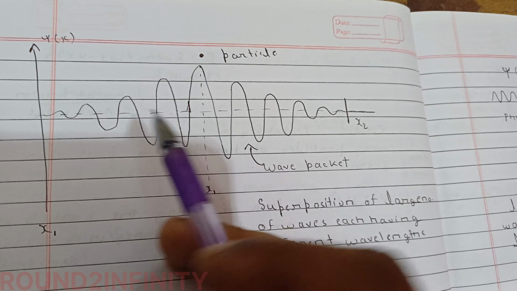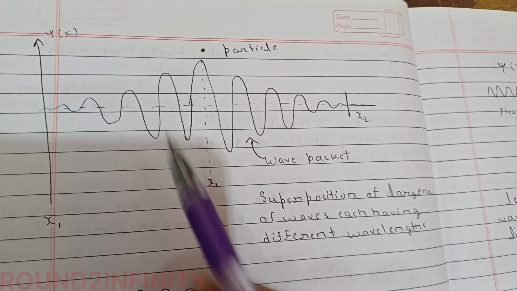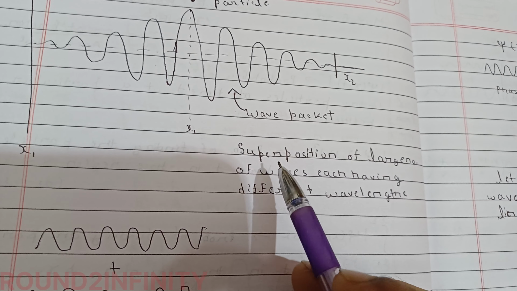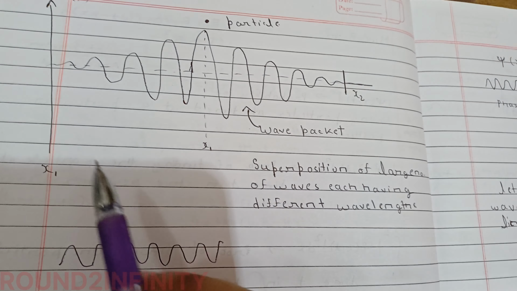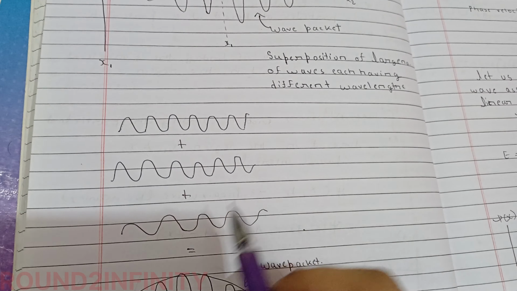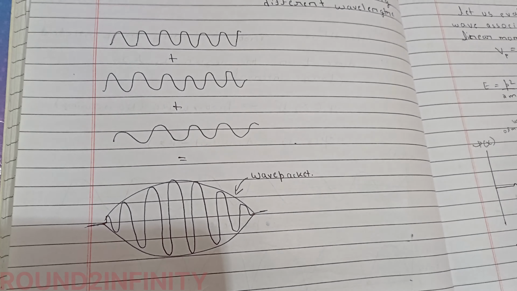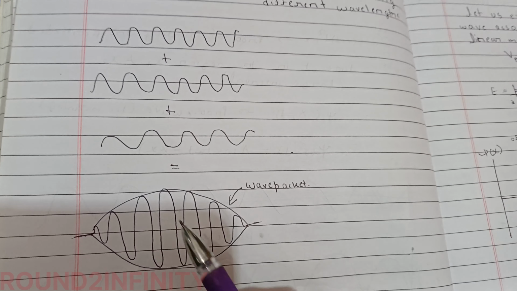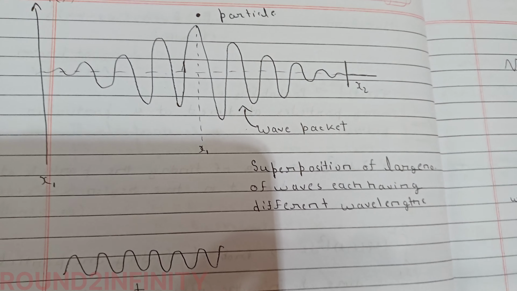We call this a wave packet. From mathematics we know how a wave packet forms: from the superposition of a large number of waves, each having a different wavelength. When these different monochromatic waves, with different frequencies and wavelengths, superimpose, they give you this wave packet, and that's how the matter wave is defined. So for a particular particle, the wave should look like a wave packet. That was the interpretation.